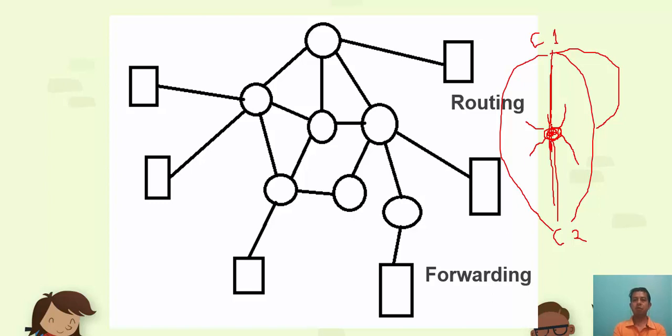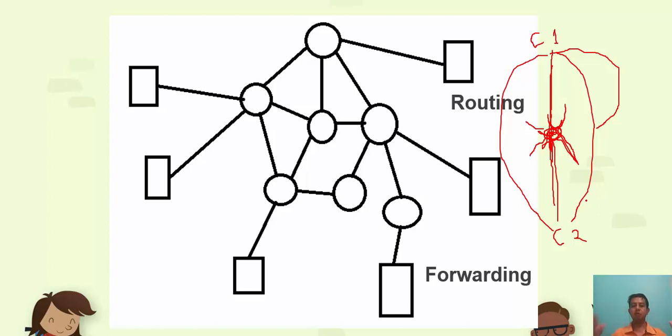Okay, so from this point, you are not going to this or this or this or this, you are coming to this. So this movement in this roundabout is somehow similar to forwarding. Clear? So this is the major difference between routing and forwarding.